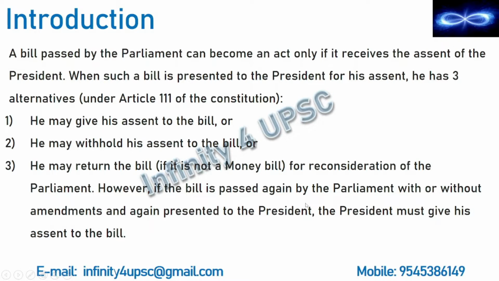Now how do they present it again to the President? Parliament will have to go through the procedure again. They will have to put the bill to vote once again in the house where it originated and in the other house. So both the houses will vote once again, and if the bill is passed once again, they will present it to the President. Now when the President gets the bill for the second time, that is, it has been passed twice by the Parliament, he doesn't have any options but to give his assent. That is, he will have to say yes to the bill.